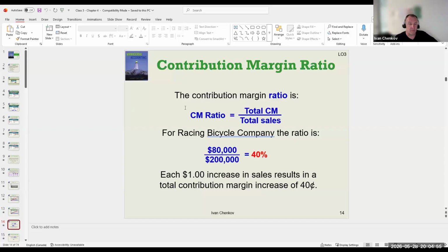Now, how are we going to calculate the contribution margin ratio? We already calculated it. Either we're going to use the total sales, or we're going to use the per unit. Once we calculate the contribution margin, total contribution margin divided by the total sales, we're going to come up with the percentage, 40%. Now the question is, what does that mean to us? What does the 40% mean to us? The 40% simply means that for every dollar of sales, we're going to get only 40 cents.